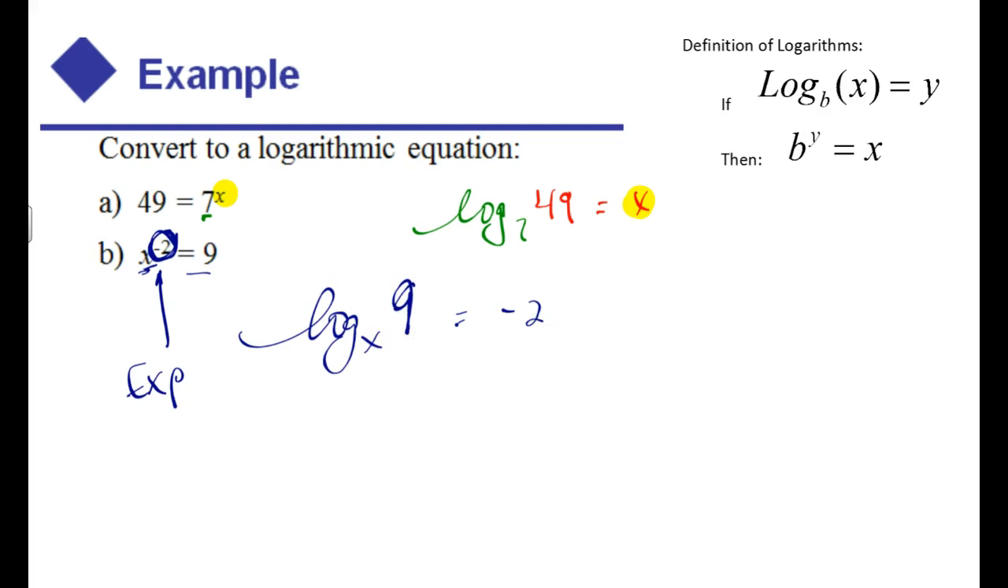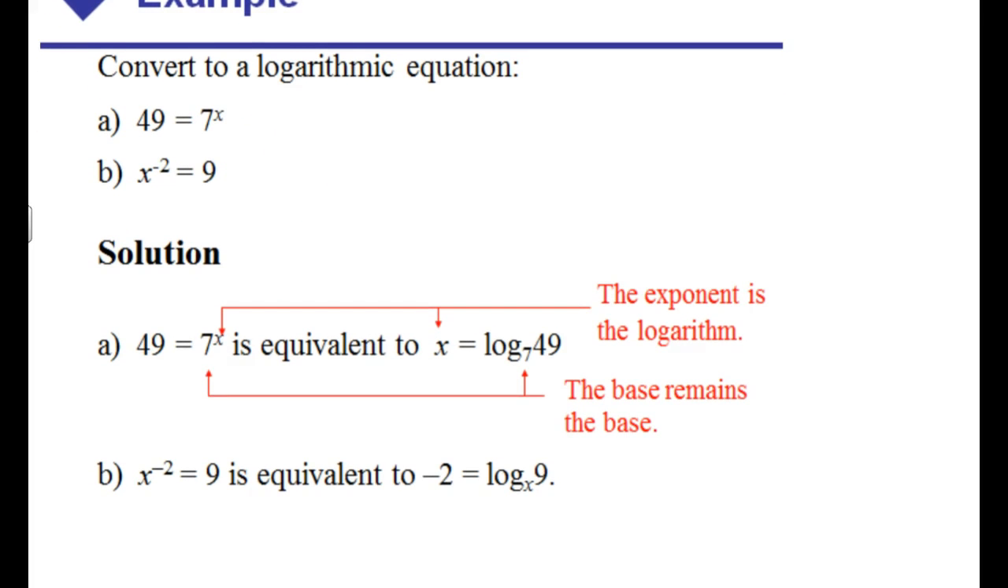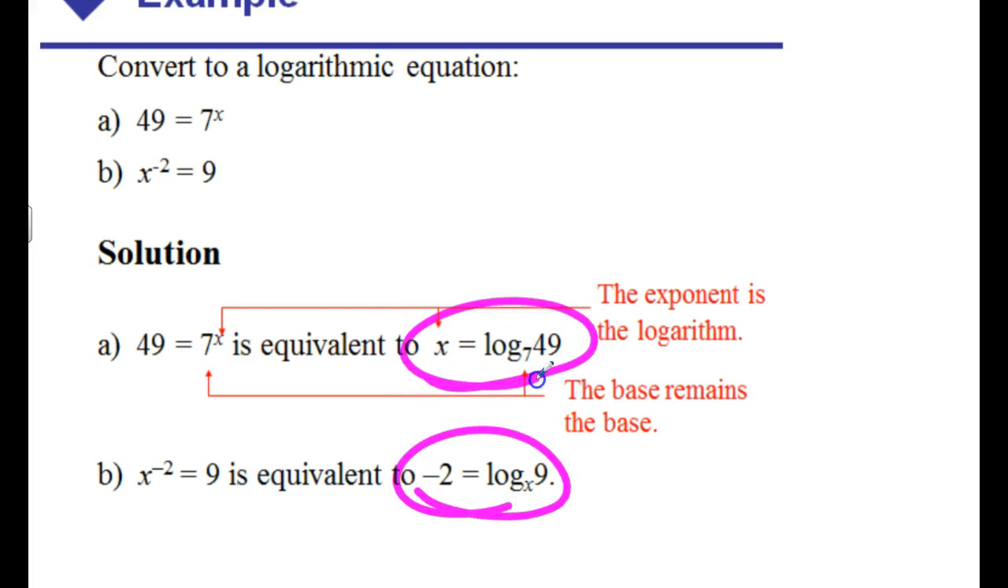I could always go backwards, I suppose, and check this with the fishhook method. x to the -2 equals 9. That seems easier for students to process. But here are some answers. I think we did okay with those two.